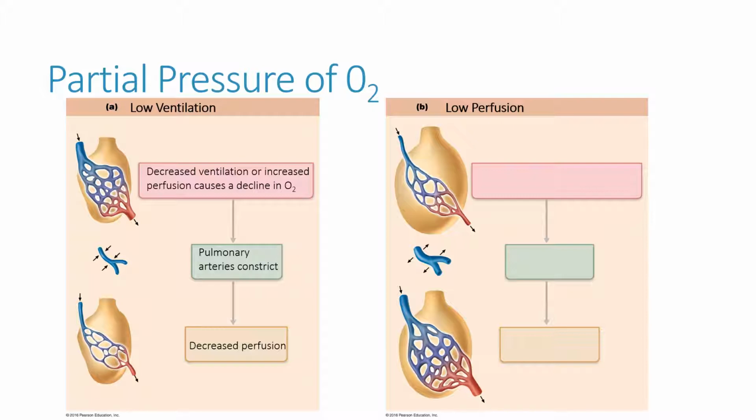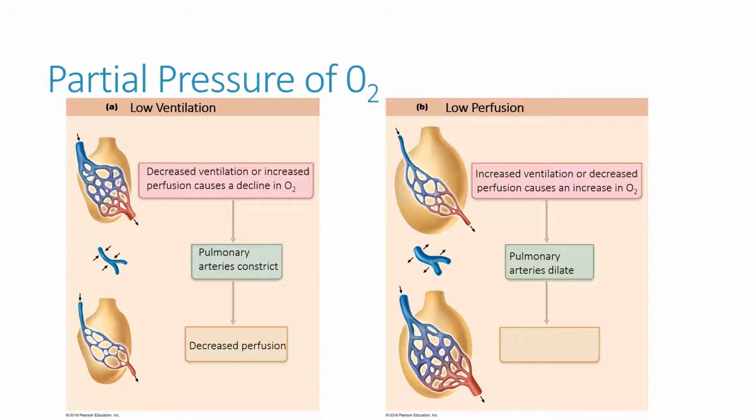Let's say our problem is low perfusion, that there is low blood flow coming through this capillary bed. That can be caused by increased ventilation, we're moving excess amounts of air, or a decrease in perfusion that's reducing blood flow through the system, or specifically through this capillary bed. In either case, it can cause an increase in oxygen loading into the blood.